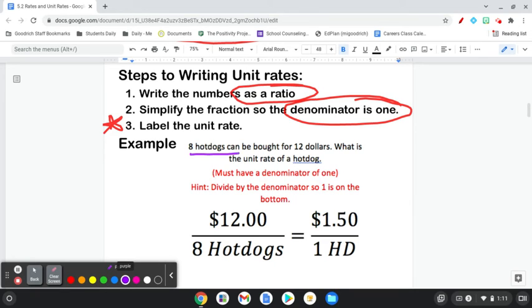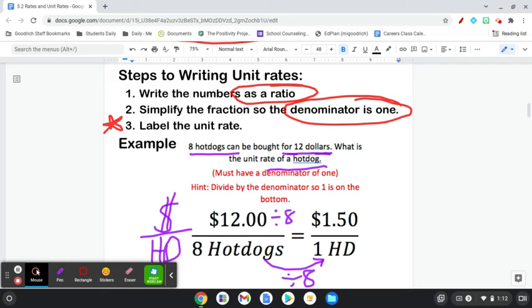So in my example, I have 8 hot dogs for $12. I want the unit rate of the hot dog, so how much it is for 1 hot dog. So I write my ratio. I have money and hot dogs. And then I want to figure out how much for 1 hot dog. So to get from 8 to 1, I divided by 8. But if I did that on the bottom, I have to do that on the top as well to get $1.50 per 1 hot dog. So again, the unit rate, you're trying to figure out how much for 1, how far for 1, how many for 1. If you need more time, you can pause the video.